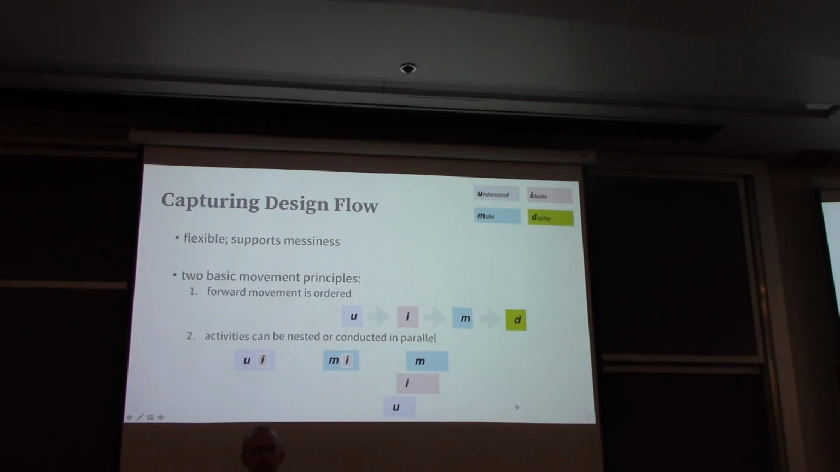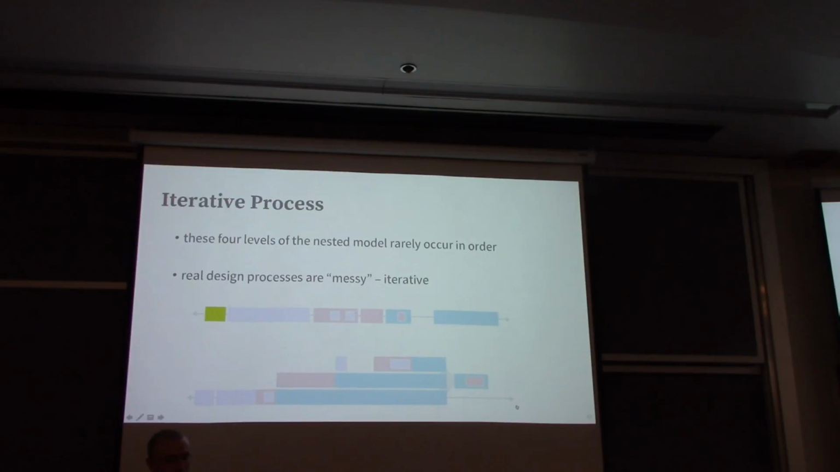And this leads into this notion of an iterative process, which I won't go too much into, but it's just that these four levels of the nested model, as well as the four activities that we have, they rarely occur in order. They usually look messy, where maybe over time they'll look something like this in a more finalized project. And so just don't limit yourself to a specific activity. Think about where you really should be and where you want to go next.